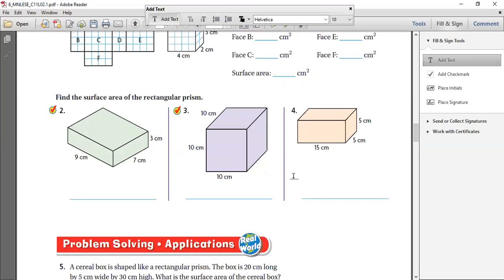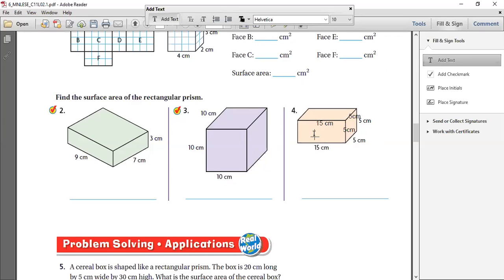Now this is going to be the same. I don't need to be explaining again and again. First thing you're going to do is write the measurements. So if this is 15, the opposite side of this is also going to be 15, right? So that's going to be 15 centimeter. If this side is 5, the opposite of that is also going to be 5. If this down part, the side part is 5, this opposite is also going to be 5.